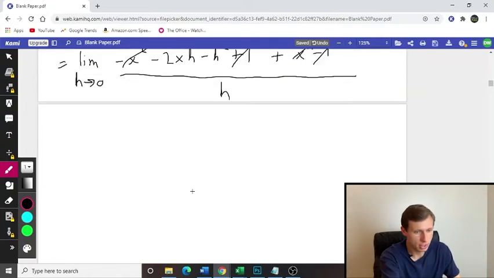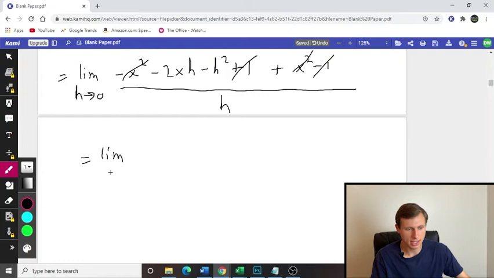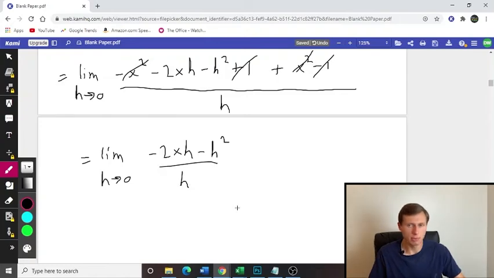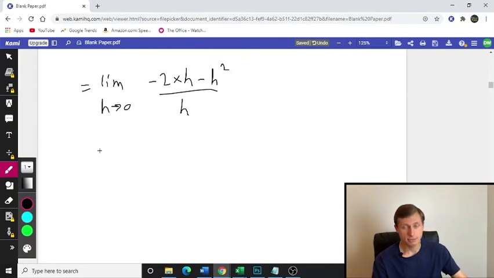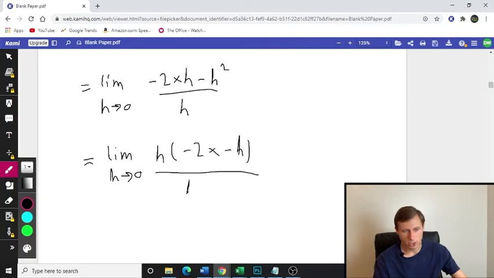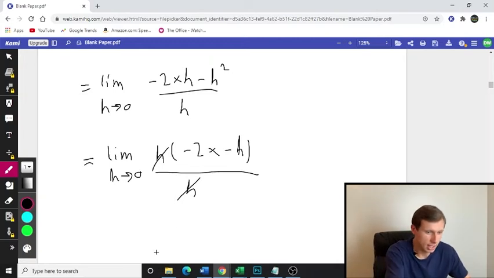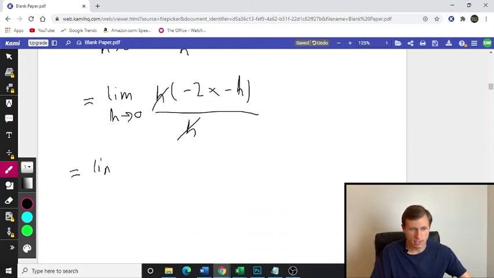And then what we are left with is the limit as h approaches 0 of negative 2xh minus h squared over h. And remember, we can't plug in h just yet. So what we have to do instead is factor and cancel. And we see we can pull out an h in the numerator. So limit as h approaches 0 of, I'll pull out h, we are left with negative 2x minus h all over h. H's cancel.